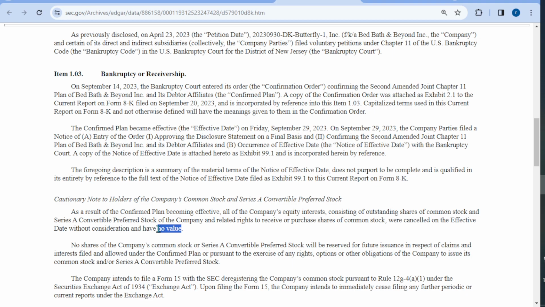Now, what we want to look up is the tax information associated with this. So how does tax law treat a stock that has no value? Basically, this would be called a worthless security.